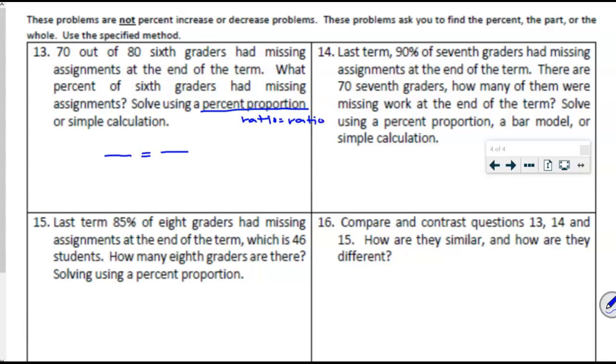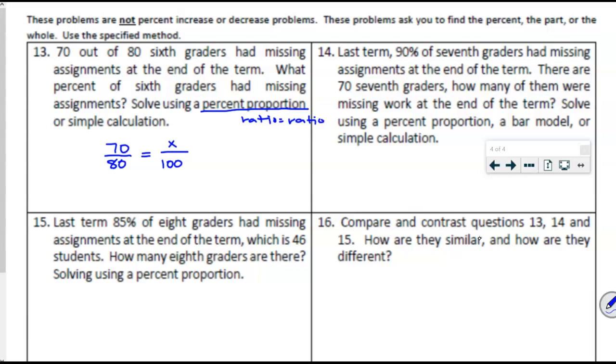So that's what I'm setting up. It says 70 out of 80. So that's 70 out of 80, and it is equal to what percent? We don't know. So a variable, but it's a percent, so that's per 100.